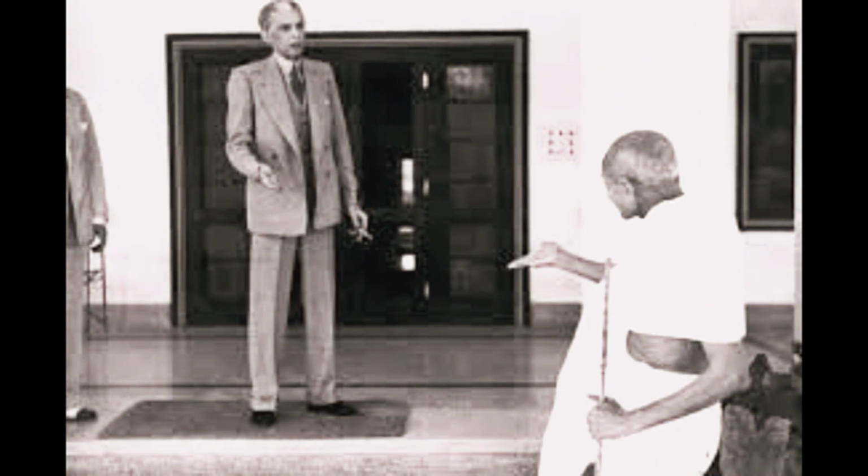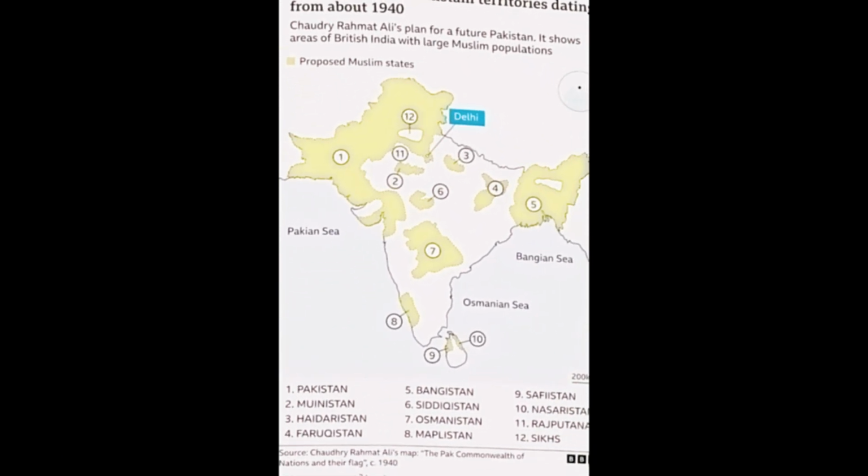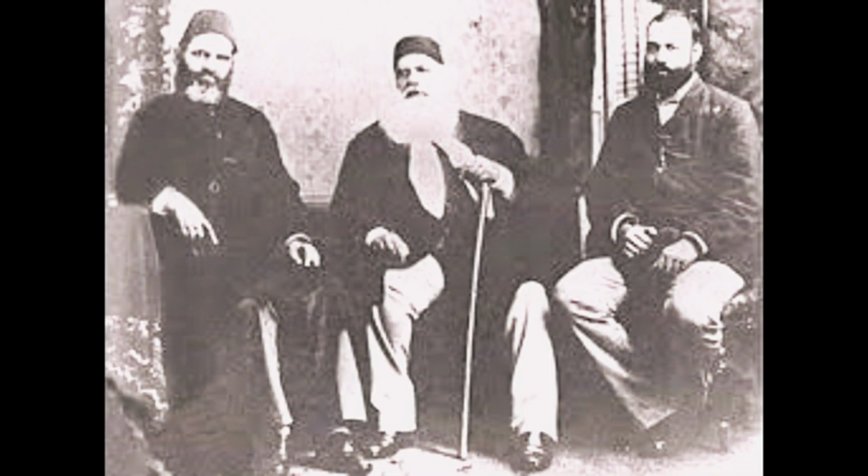looked likely that India would get independence, many Muslim Indians became worried about living in a country ruled by a Hindu majority. They thought they would be overwhelmed. They started to support political leaders who campaigned for a separate Muslim homeland.